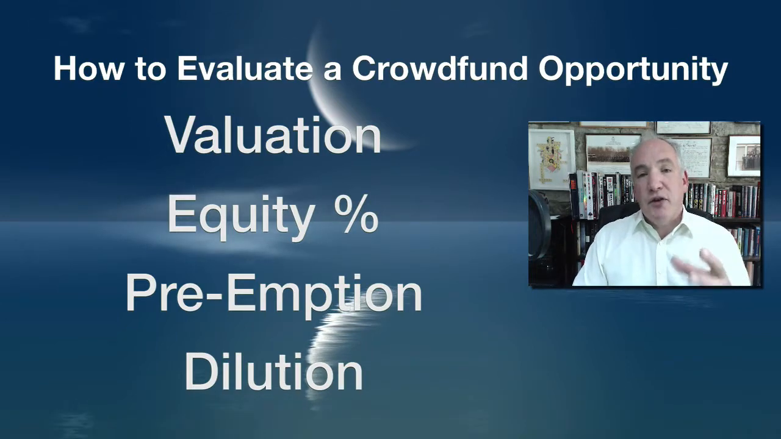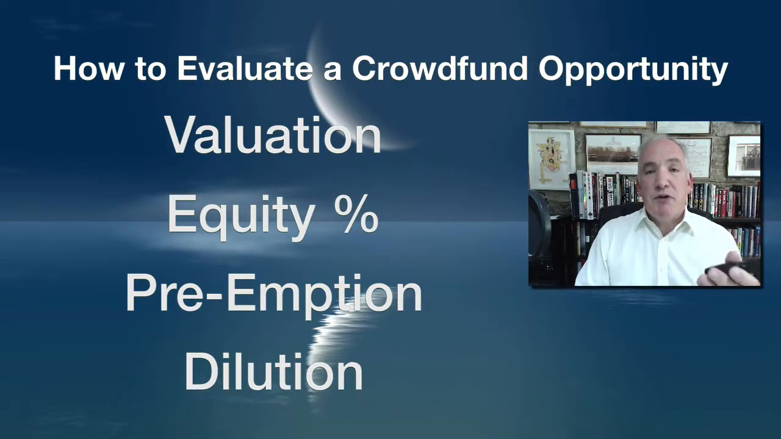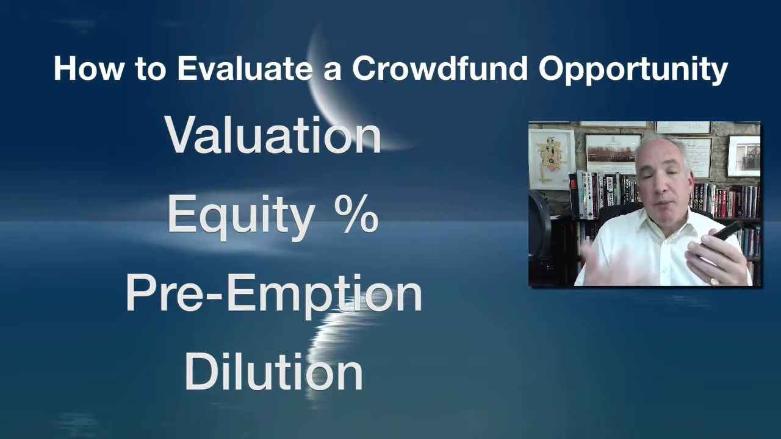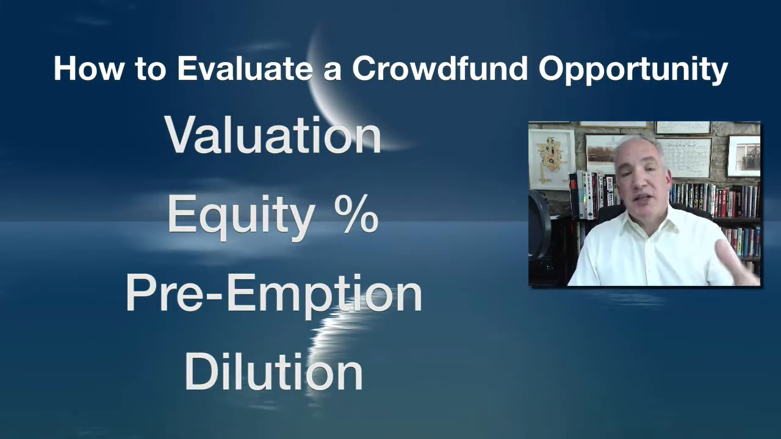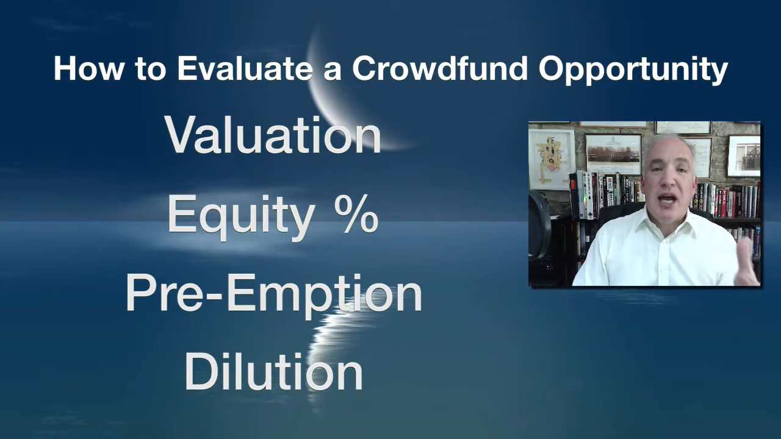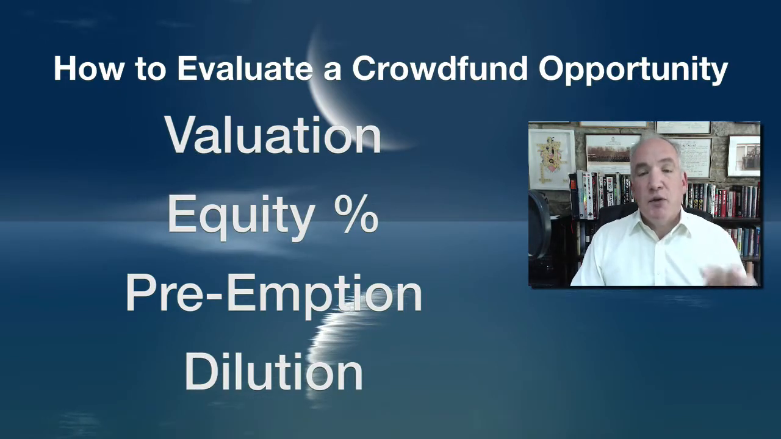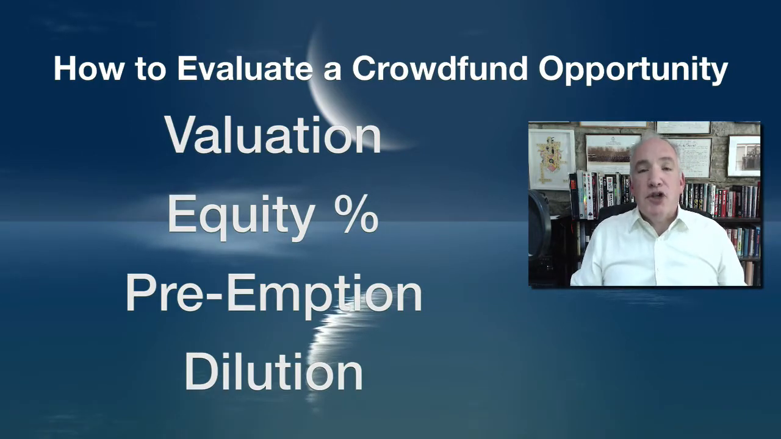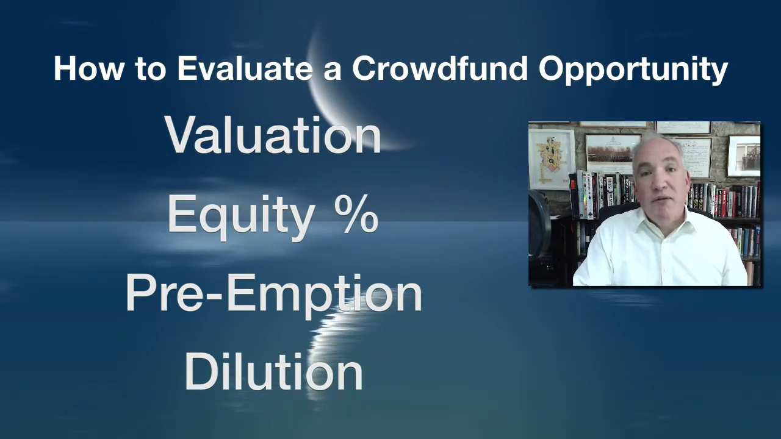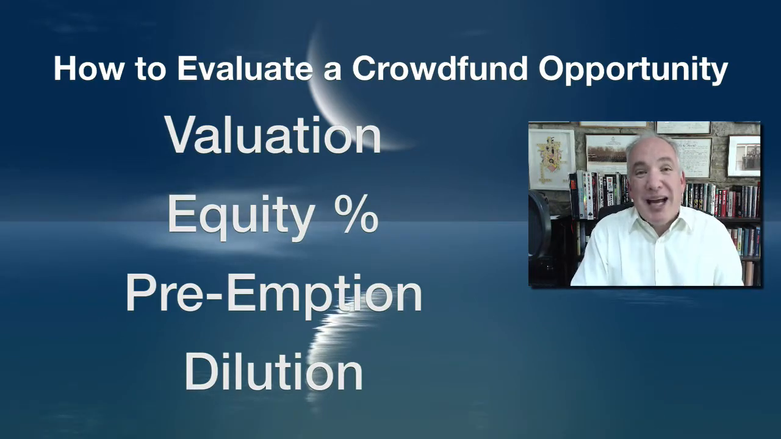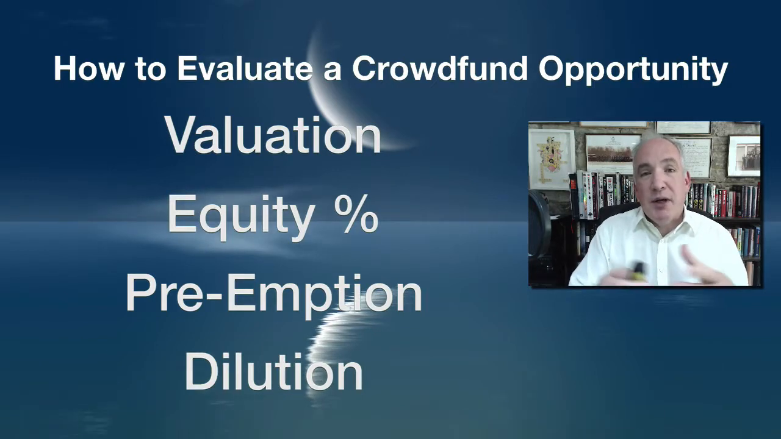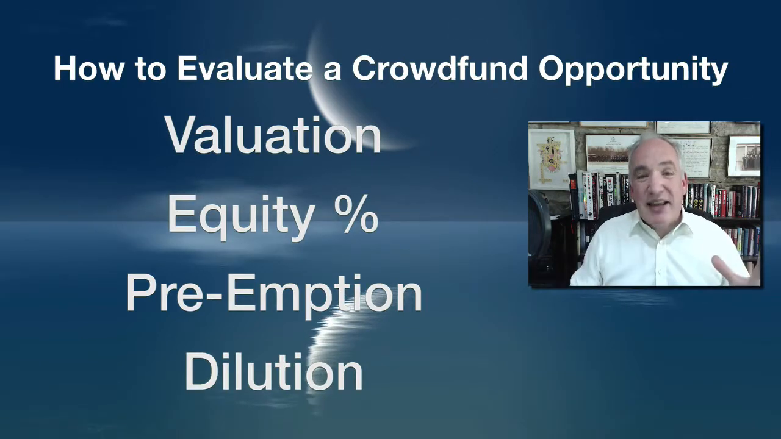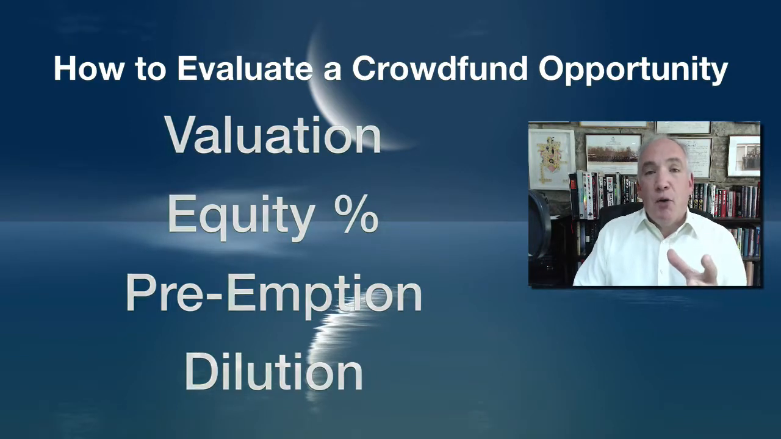This all ties into preemption rights, because going down the road, as there are subsequent rounds, you will have the opportunity to continue to invest in the business and maintain your percentage share. And if you don't do that, you suffer what is called dilution. So you'll still have the same number of shares, but because there'll be many more shares out there, your percentage of the pie, even if the pie is getting bigger, your share of the pie will actually be getting smaller.